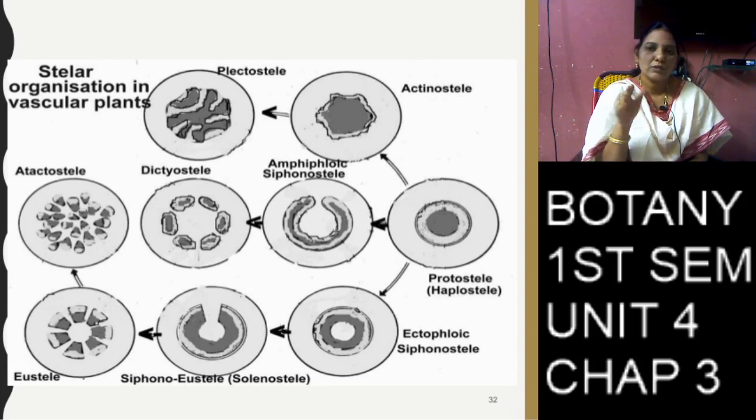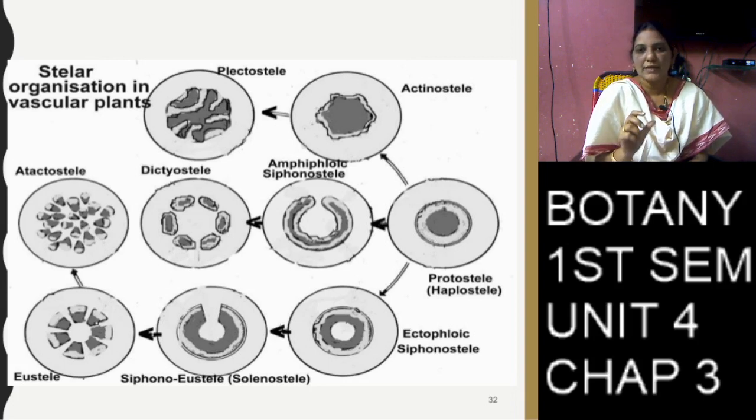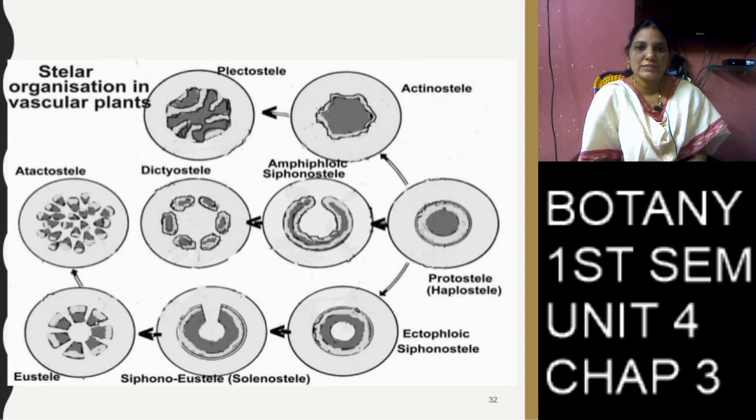It is divided by some gaps, and those gaps are called leaf gaps. Many leaf traces are also present, opposite the leaf gaps. This type of stele is called amphiphloic solenostele.